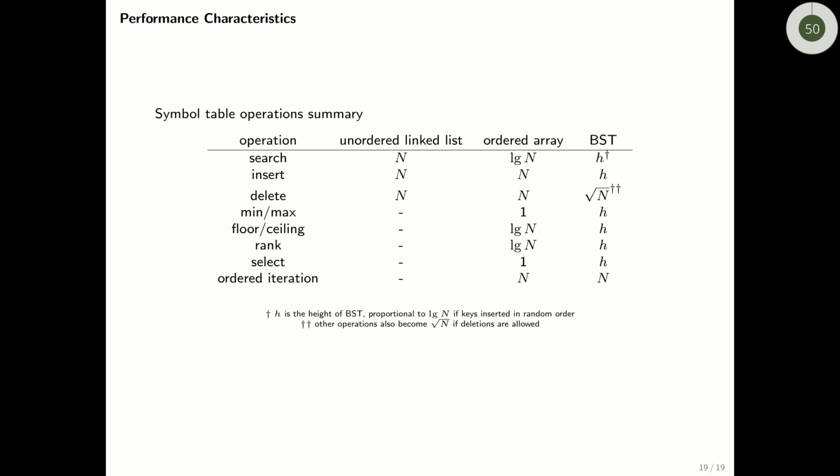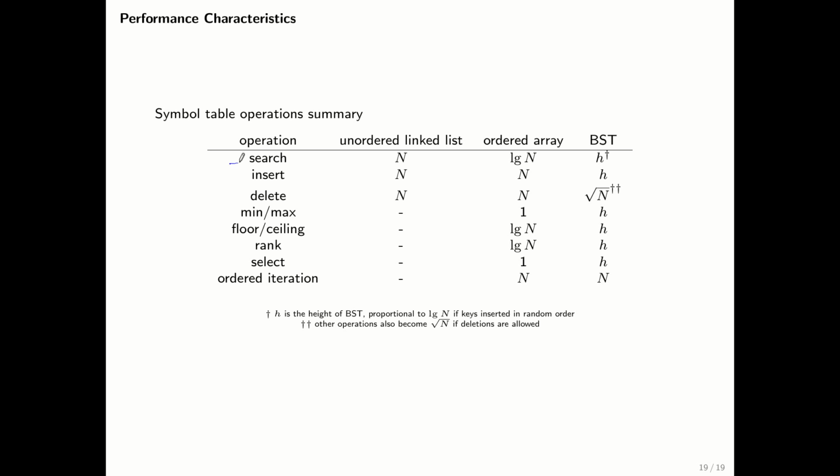Okay, so now finally, here's a comparison of the performance characteristics of the different implementations of the symbol table API that we have seen so far, right? So we have looked at a linked list based implementation of the basic symbol table API. We looked at an ordered array based implementation of the ordered symbol table API, and a BST based implementation of the ordered symbol table API.